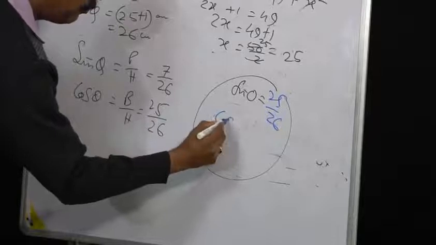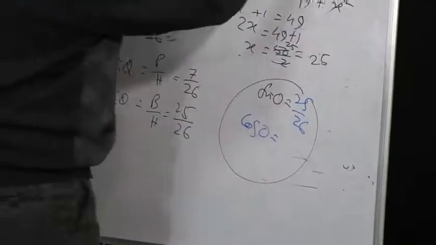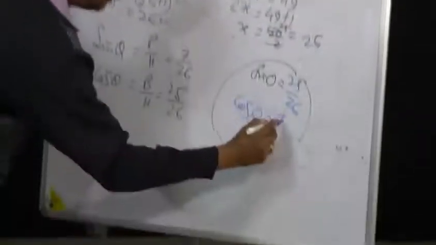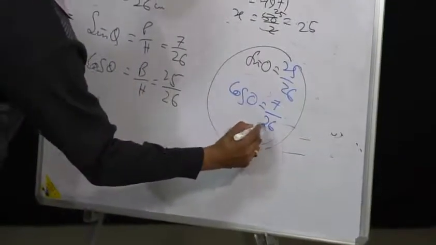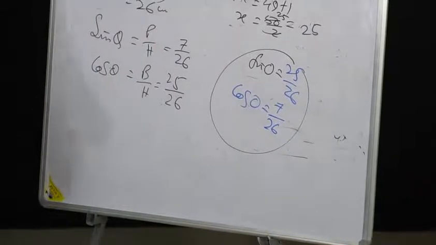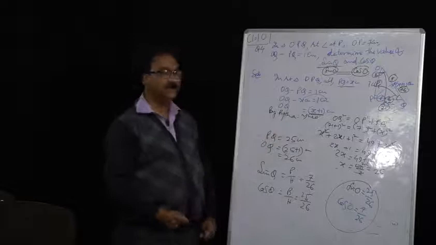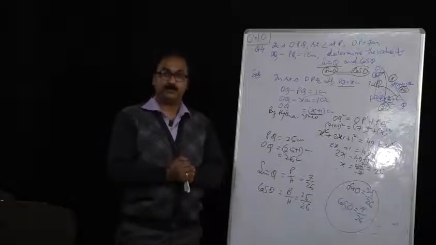What is cos O? If they are asking cos O, it is base by hypotenuse. That means 7 by 26. You can find tan O or everything. Understood now? So, with the help of this, you can solve the exercise questions also.